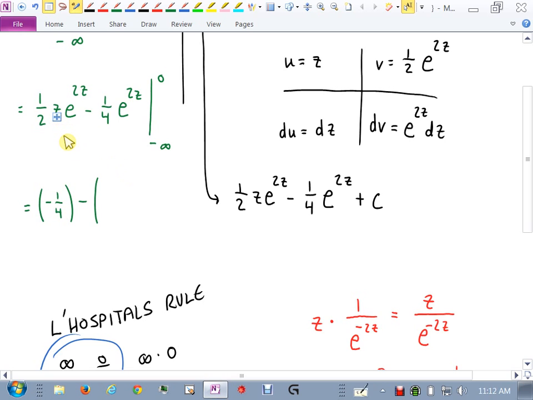If it's linear, what? If it was negative infinity, yes.